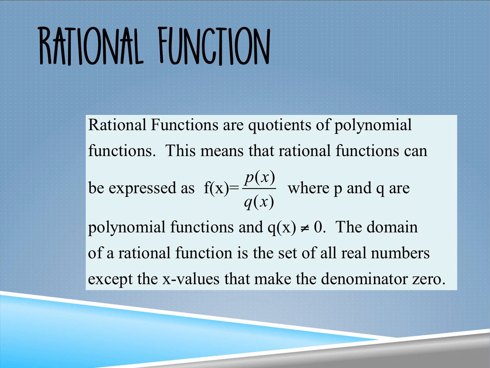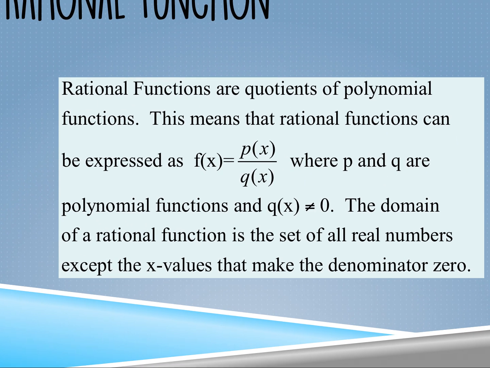So a rational function is a fraction. It's one polynomial divided by another, where the polynomial on the bottom cannot be 0 because we can't have 0 in the denominator of a fraction. What happens if we get 0 in the denominator? It'd be undefined. So we can't have 0 in the denominator. So our domain of rational functions is the set of all real numbers except the x value that makes the denominator 0.